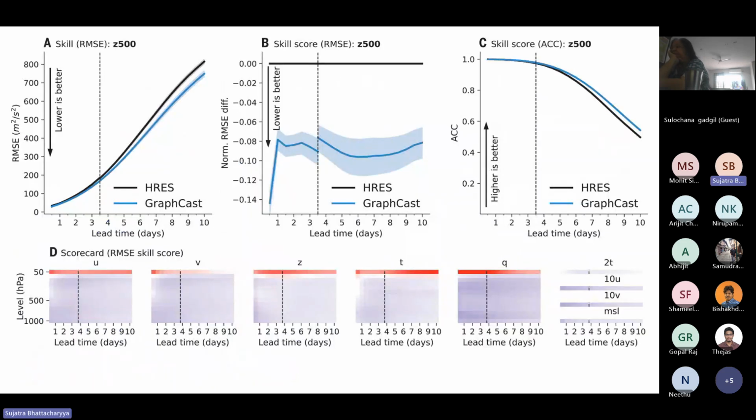So these are the errors. This is the skill. They compared it with the ECMWF. So this is GraphCast, and this is the RMSE for ECMWF IFS. And this is the skill score, a normalized skill score with respect to ECMWF.